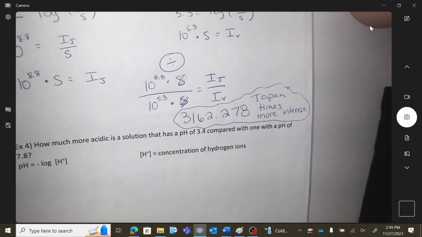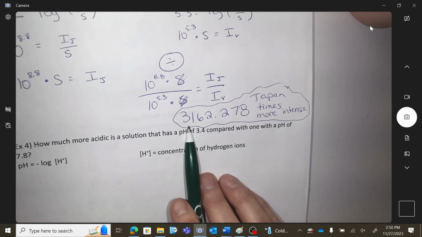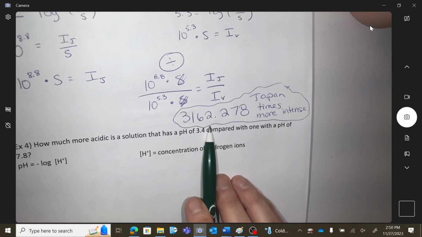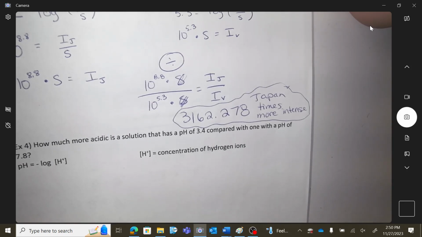Japan's is 3,162.278 times more intense than the one in Vancouver. Like, if you had $10 and I had $50, I'd have 5 times as much money as you. Oh, like that? That makes sense. That's what I'm kind of doing. You always want us to round to 3 decimal places. Yep, this is a 3 decimal place answer.